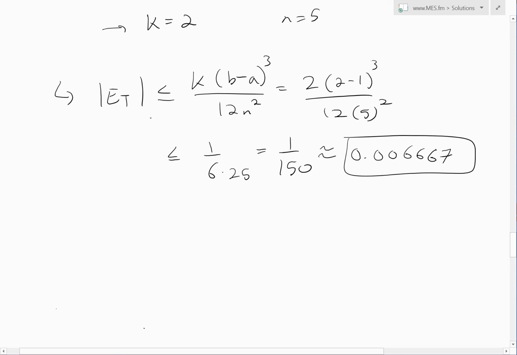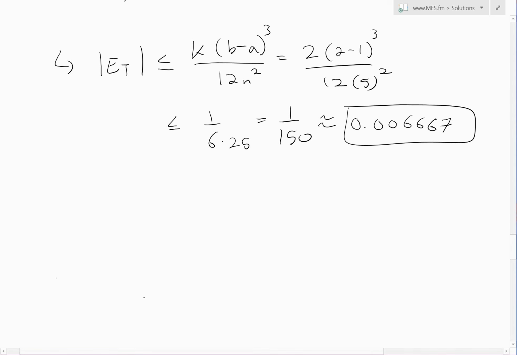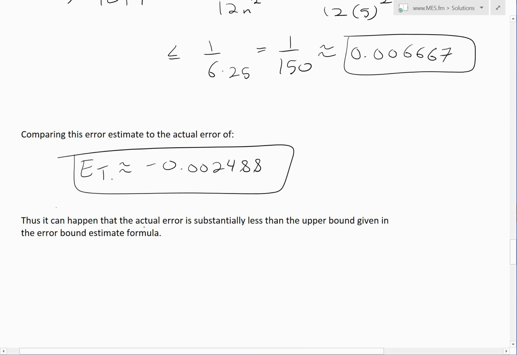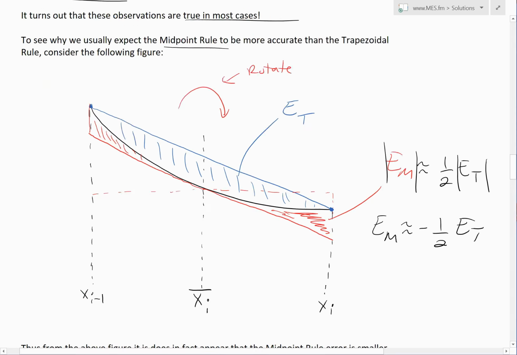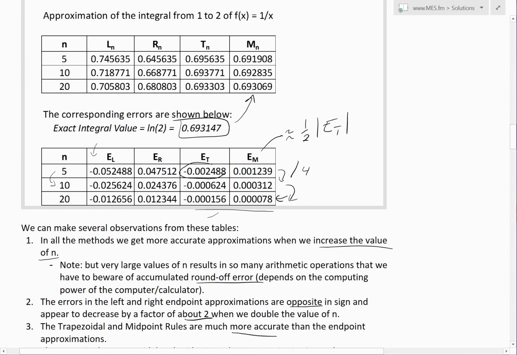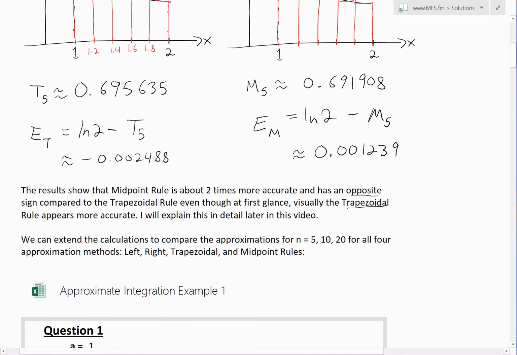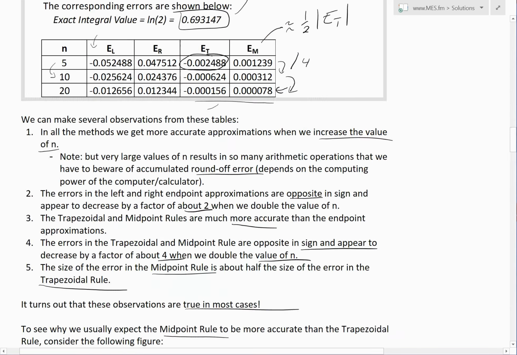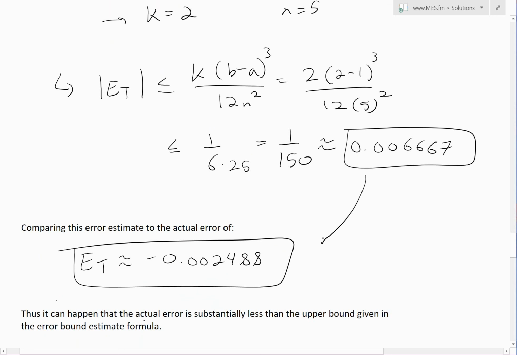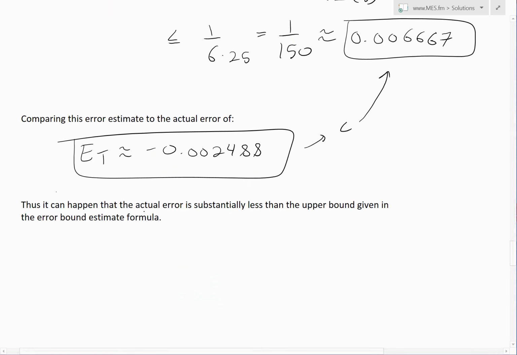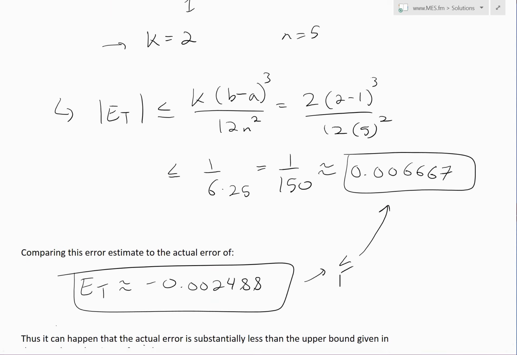So for the trapezoidal rule, the absolute value of the error is less than 0.006667. But now if we compare this error estimate to the actual error, which we calculated, E_T is roughly equal to negative 0.002488, and that's shown in the summary above. That's for n equals 5, from the last video, and we have it over here. That's just showing where I got that number from. As you see, this is about 3 times less, but again, it's still less than the estimate. So the actual error is less than this bound, which is what we want, so this holds true.